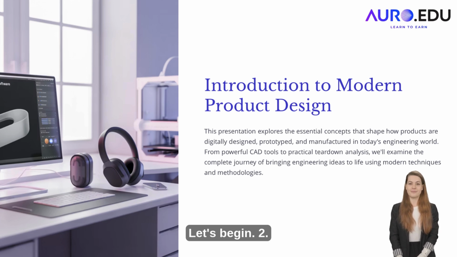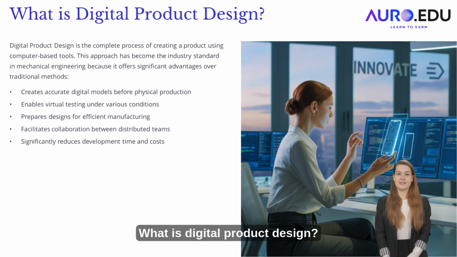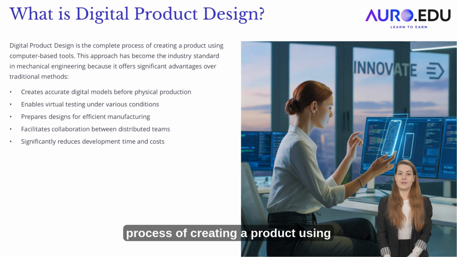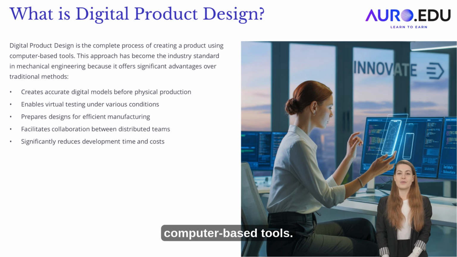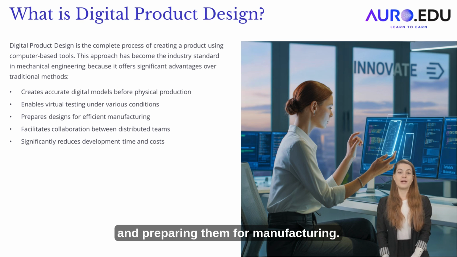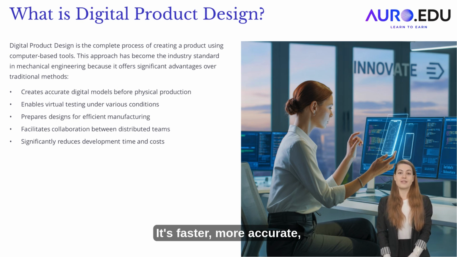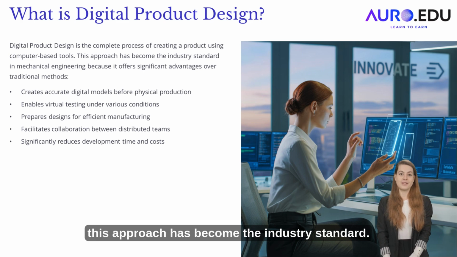Let's begin. 2. What is digital product design? Digital product design is the complete process of creating a product using computer-based tools. This includes creating digital models, testing them virtually, and preparing them for manufacturing. It's faster, more accurate, and collaborative. In mechanical engineering, this approach has become the industry standard.